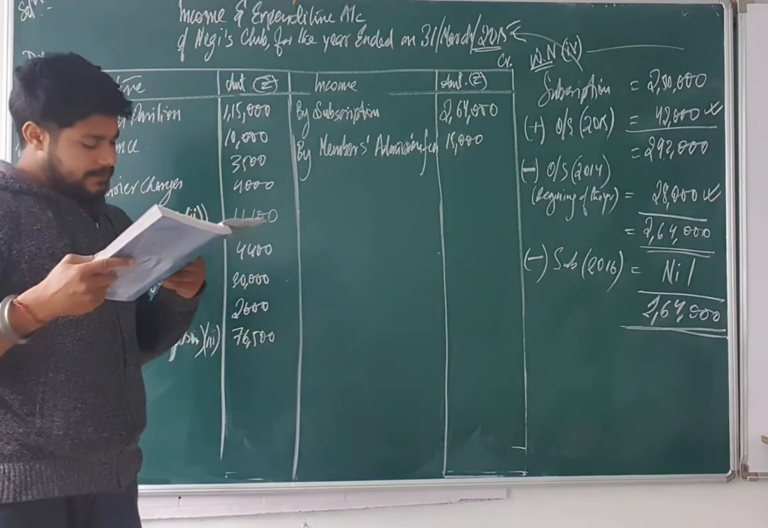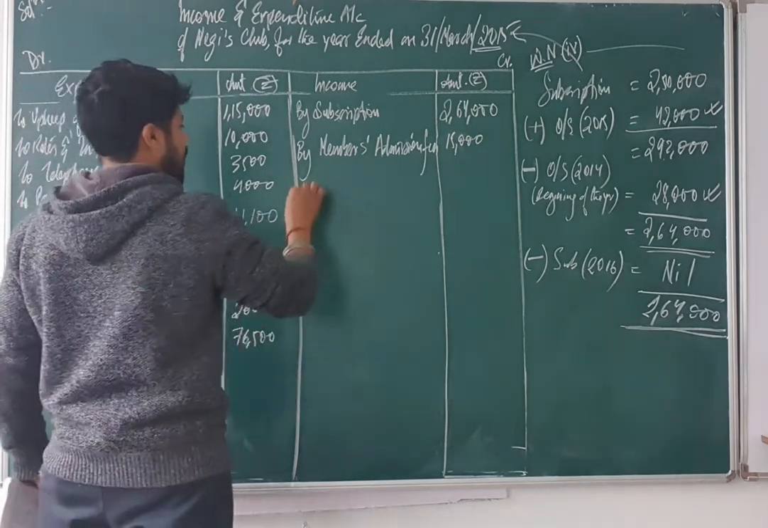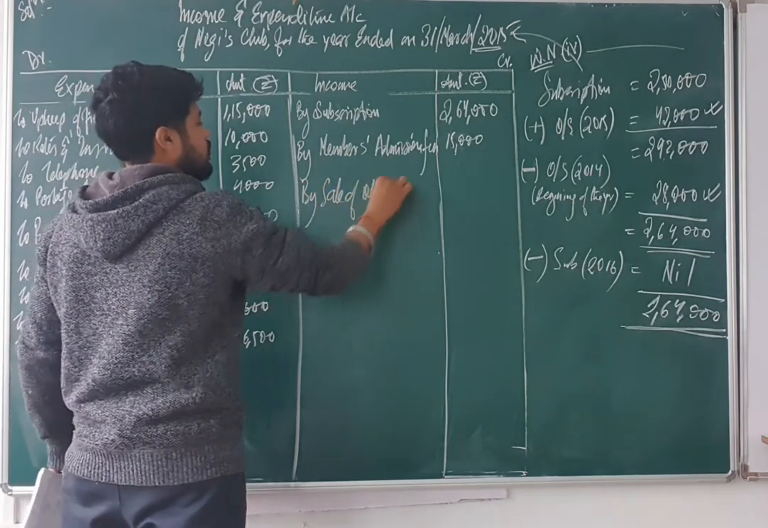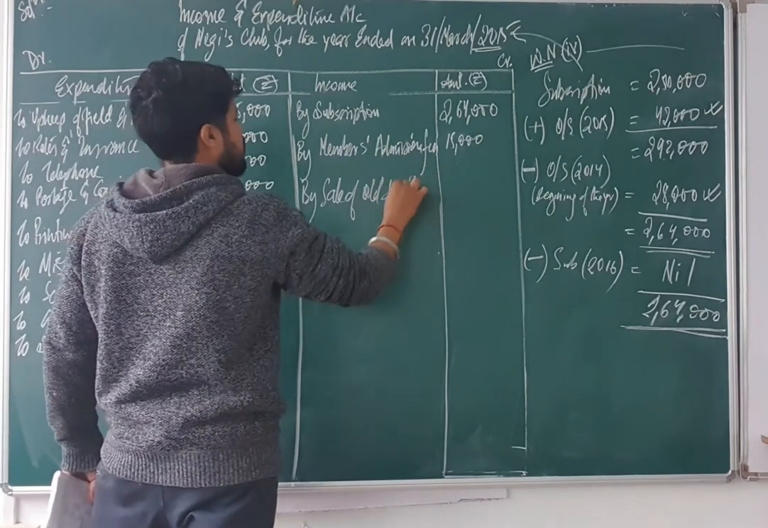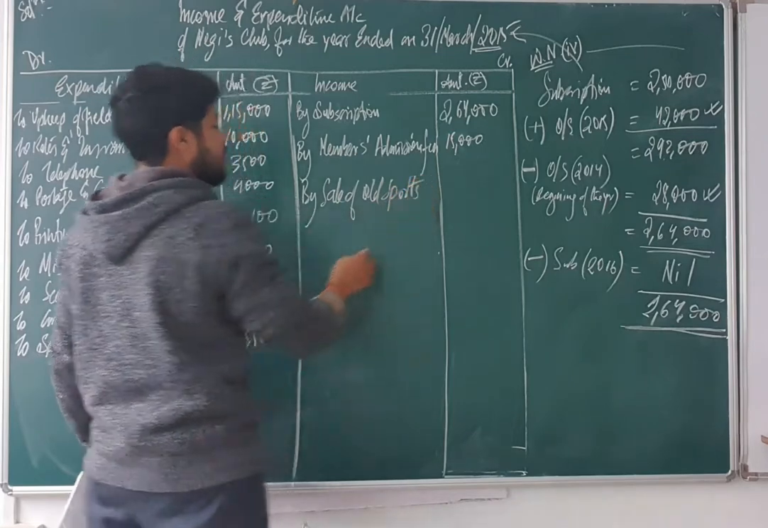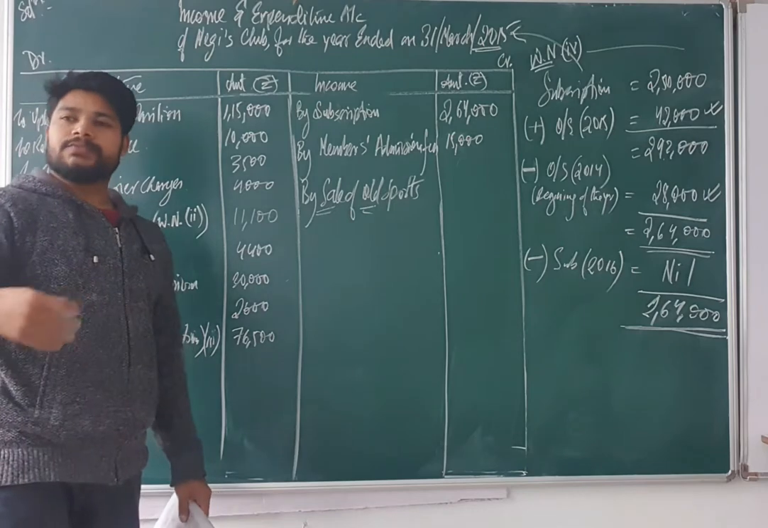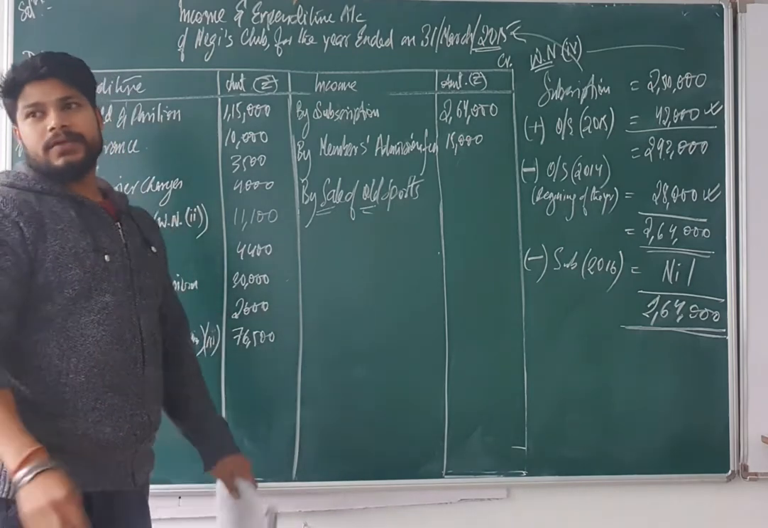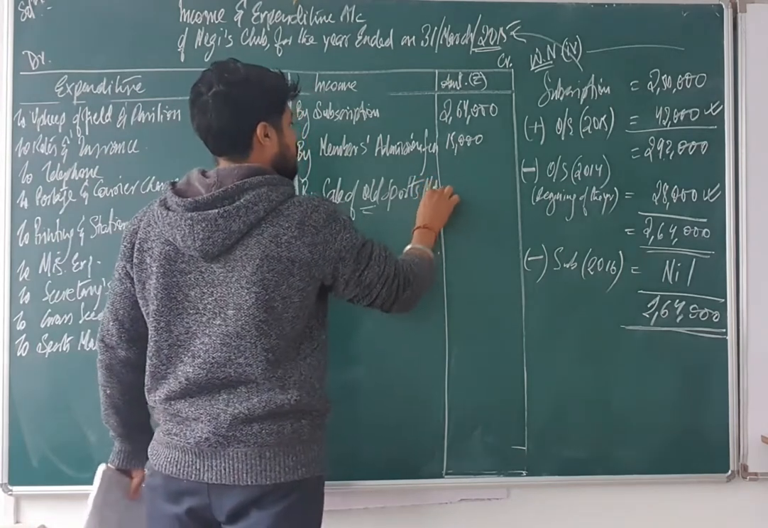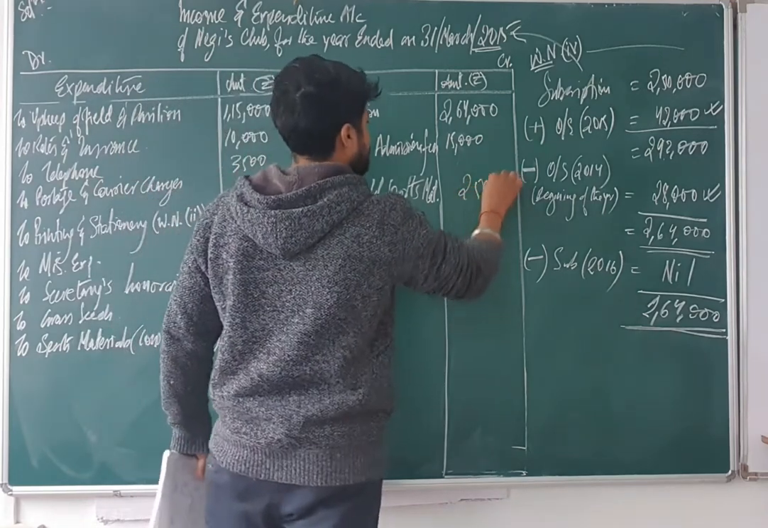Next, what is given? Sale of old sports materials. Now you will be thinking, sir, sports materials is an asset, you said. It is a capital item, it is not supposed to be here. But remember, sale of old, not new. So old materials we keep on taking out and sell off. Is it okay? Sports materials. And the sale value is given 2500.